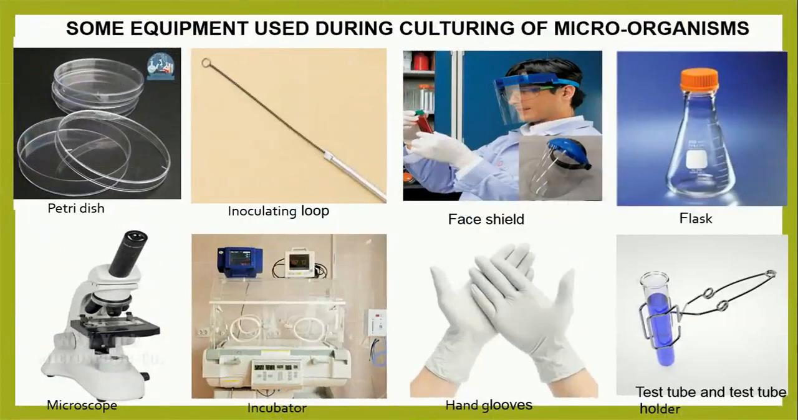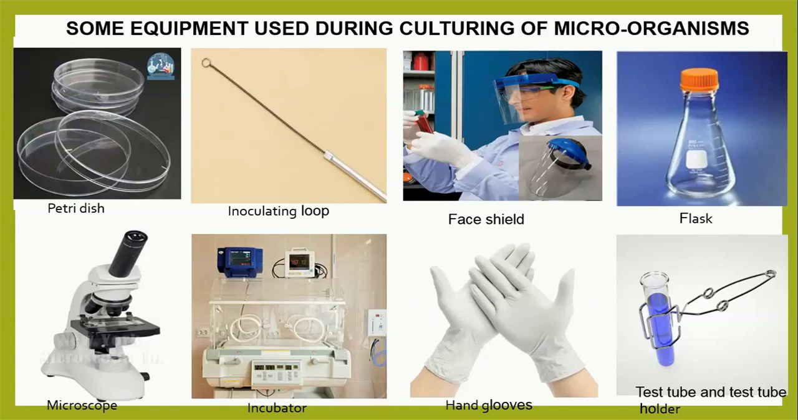All right, let's look at some equipment used during culturing of microorganisms. The first one here is the petri dish. This is where the medium is prepared and the microorganisms are placed. We have the inoculating loop. That is a loop that is used for picking the microorganism and putting it inside the petri dish. We have a face shield. This is to prevent the laboratory worker from easily breathing in microorganisms that can cause infection, and also from ensuring that the scientist does not breathe into the cultured material. So it's a form of protection.